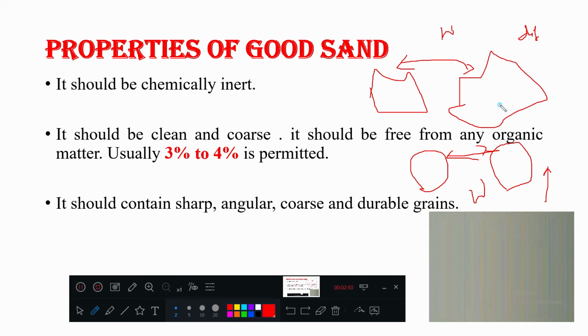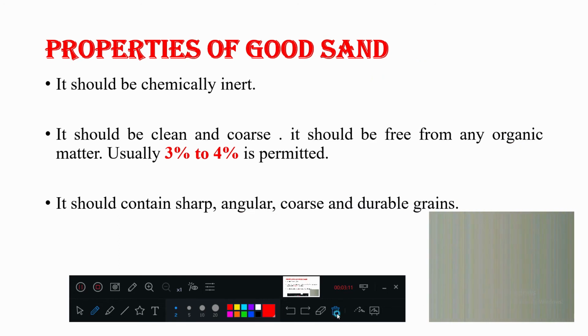Okay, so properties also depend upon the final usage. For some work you require sharp and angular, for some work you require smooth and rounded. But in general you can say it should contain sharp and angular, coarse and durable grains. Durable means particles should not break under the action of forces. So three points. It should be chemically inert, means it should not react with other things. Organic matter should not be there; the maximum limit is 3 to 4%. And sharp, angular, coarse and durable grains should be present. These are the first 3 points.